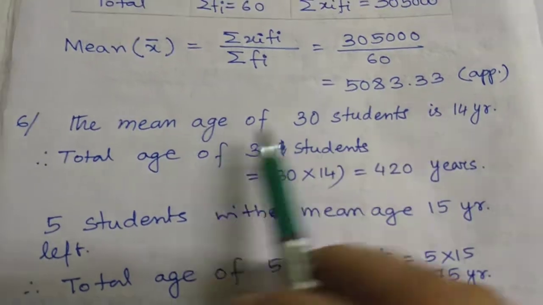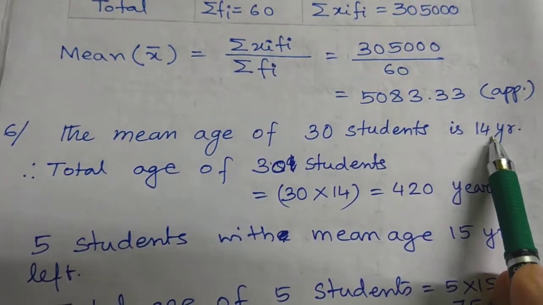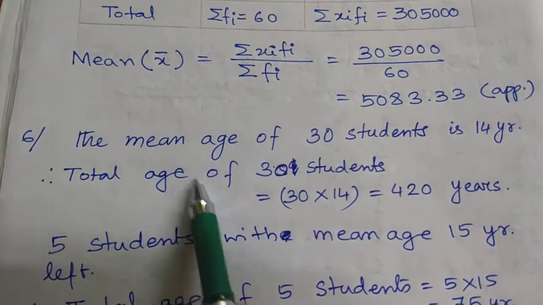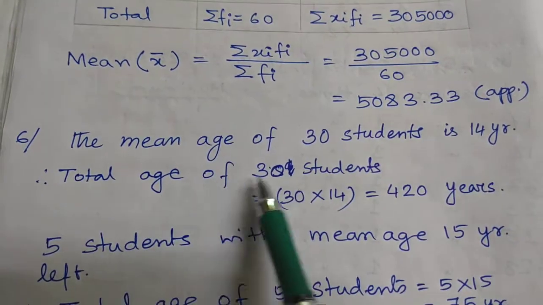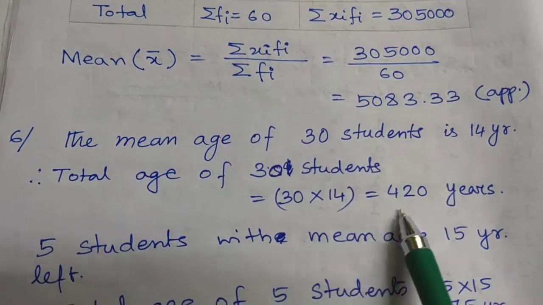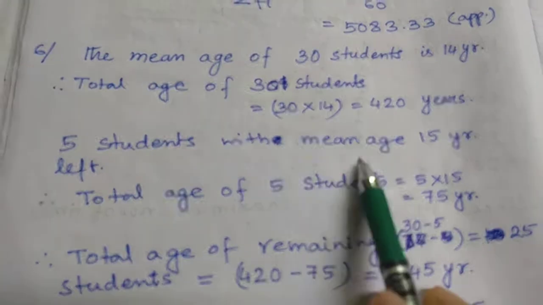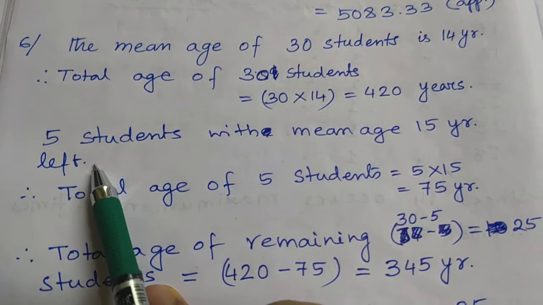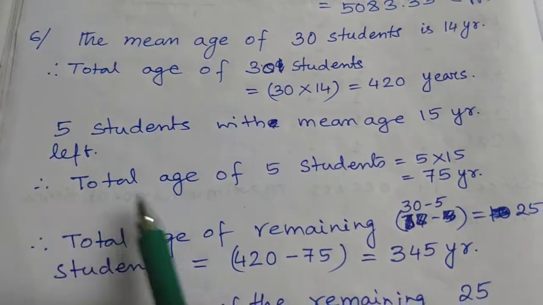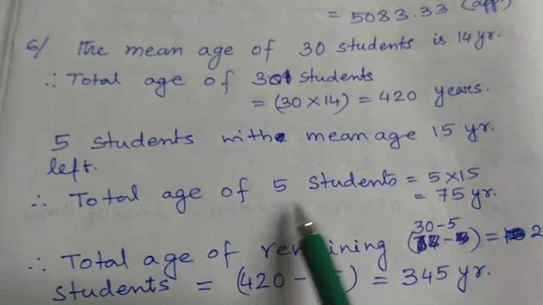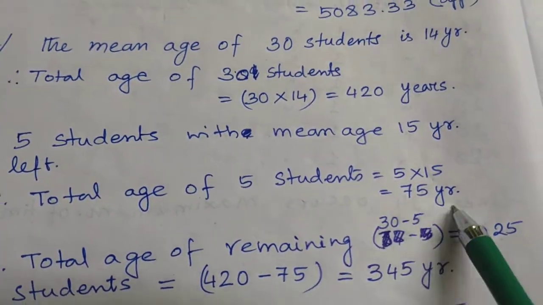Come to the solution. It is given that the mean age of 30 students is 14 years, right? So what will be the total age? Total age will be 30 into 14, that is 420 years. Now 5 students with the mean age 15 years left. So what is the total age of these 5 students? Total age of the 5 students will be 5 multiplied by 15, that is 75 years.